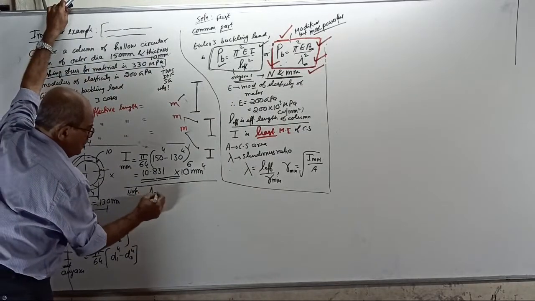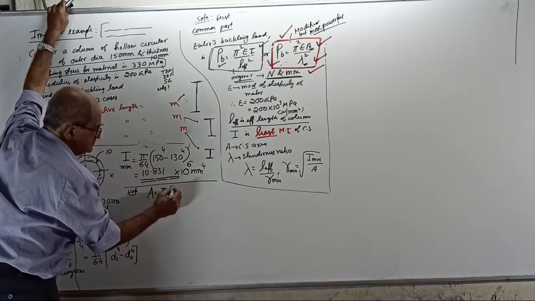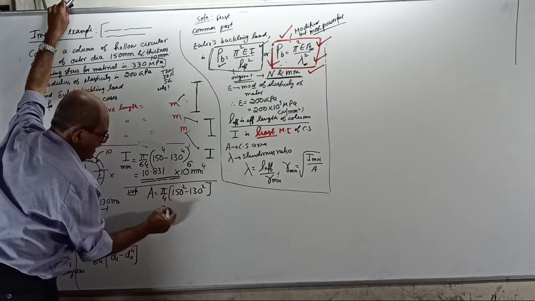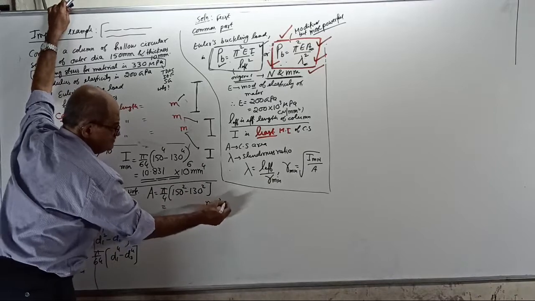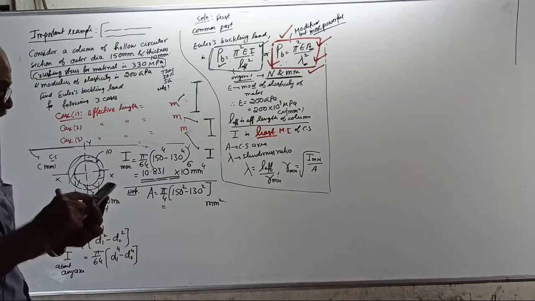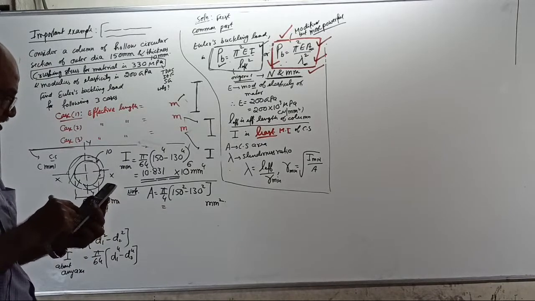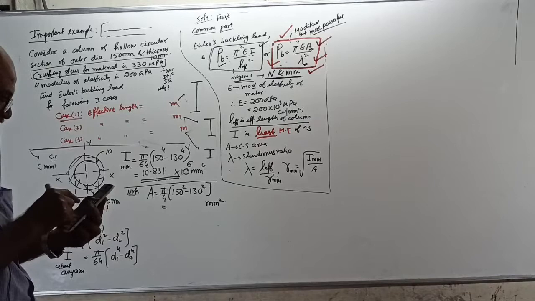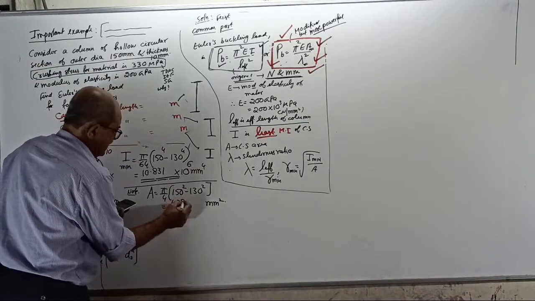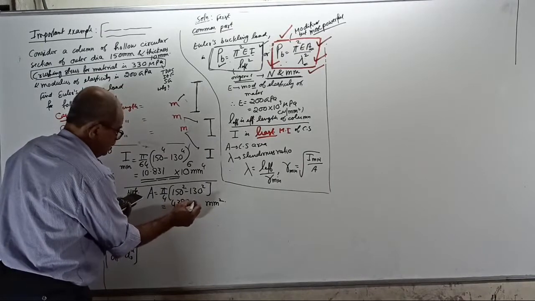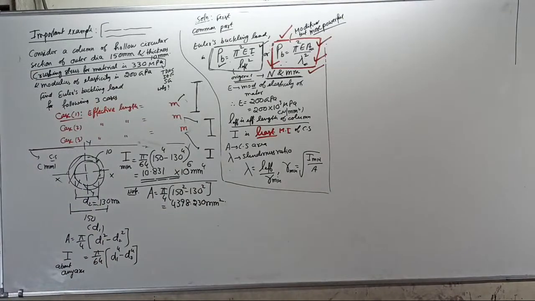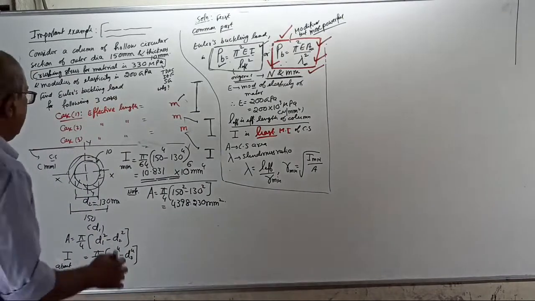Area equals pi by 4 of 150 square minus 130 square. Can you tell me the area in millimeter square? Fast. Area in millimeter square. How much? Pi by 4 of, you are not giving an answer. Is the area 4398, third decimal 98.230? Is the area correct? 4398, okay, over. Area over.